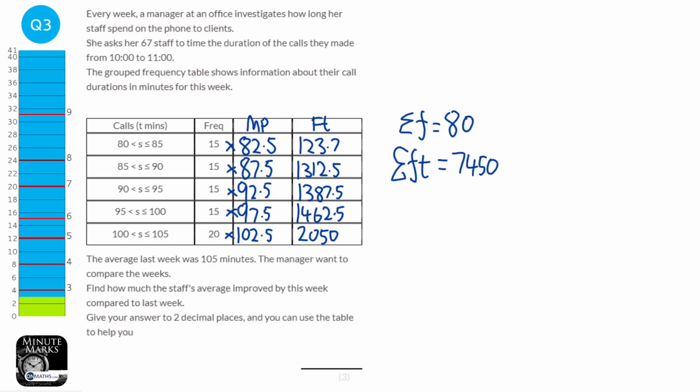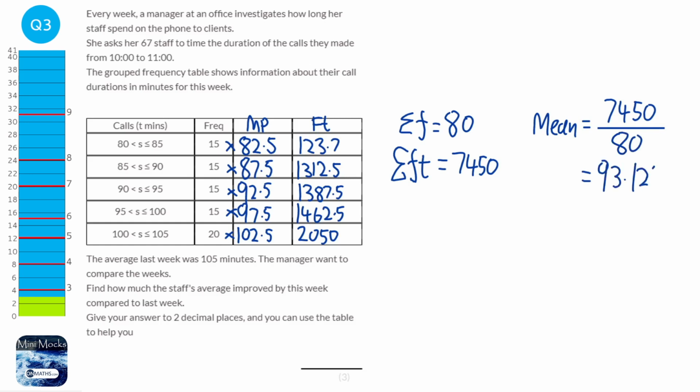So to find the mean, it's all of the numbers added together, which will be 7,450, over the amount of numbers we have, which is 80. So when you do that, we get 93.125. Now this question is about the improvement that the manager has made, the call centre's made. So we're looking at subtracting the 93.125 away from the last week, which was 105. So we're looking for improvement.